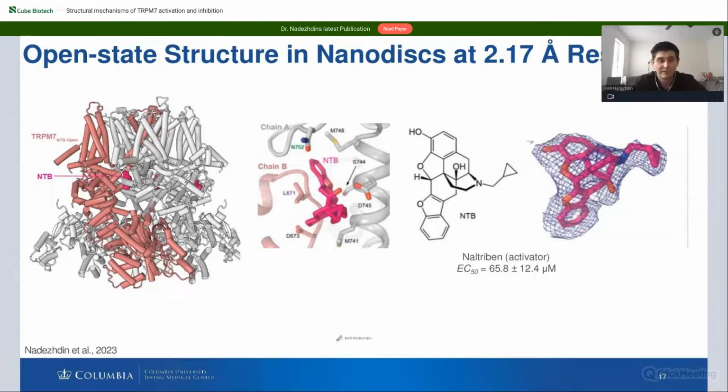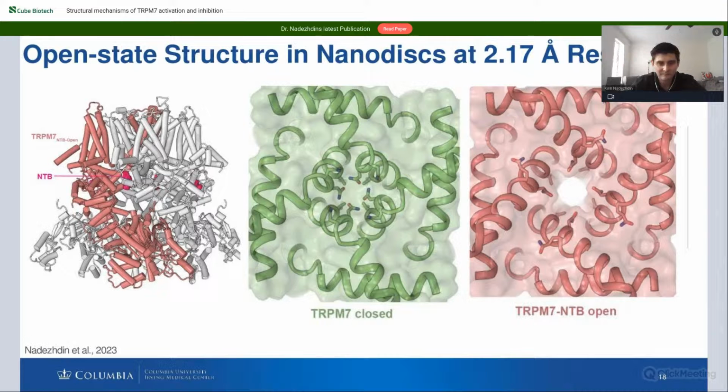On top of that, we improved resolution, but we also got the structure of the open state in nanodiscs with the activator called Ultraman. We couldn't do this in detergent, but in nanodiscs, it was possible. You can see that the density of this activator is pretty nice. But is it open? If you compare this channel to the closed state, the pore is wider. So that was a very good sign. We were very happy about our results.